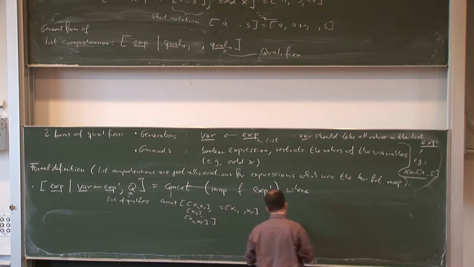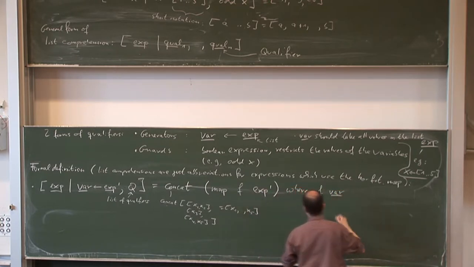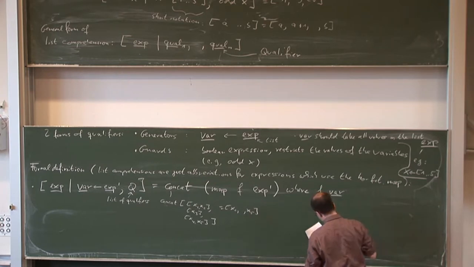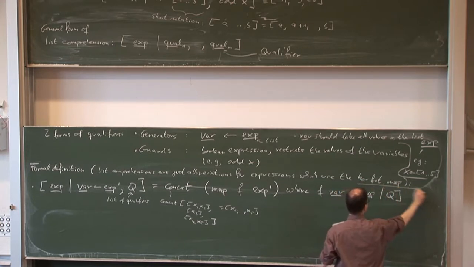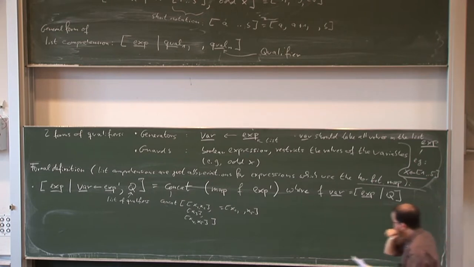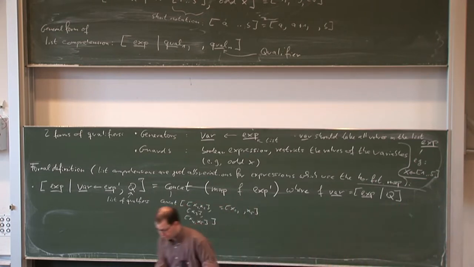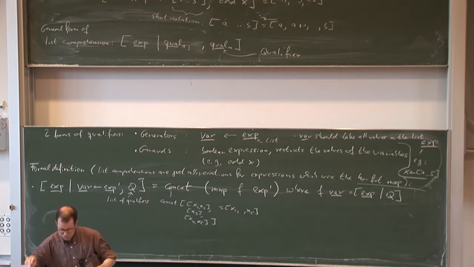this f is defined as follows. F of this variable that is bound by the qualifier is the expression under the rest of qualifiers. So the meaning is as follows. Let's look at what this might mean. And I will try to illustrate this on the slide.